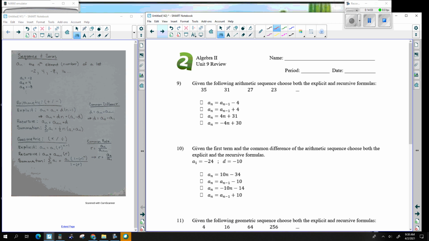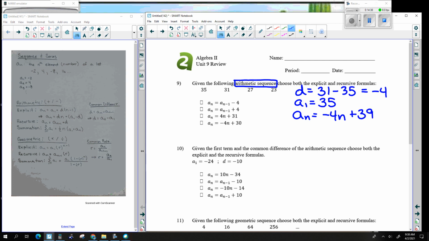Okay, given the following, choose both the explicit and the recursive. All right, so this is an arithmetic sequence. They straight up tell us that it's arithmetic. So that implies that the difference in this situation is going to be 31 minus 35. A1 happens to be 35. The explicit is going to be the difference times n. 35 minus -4 is positive 39.